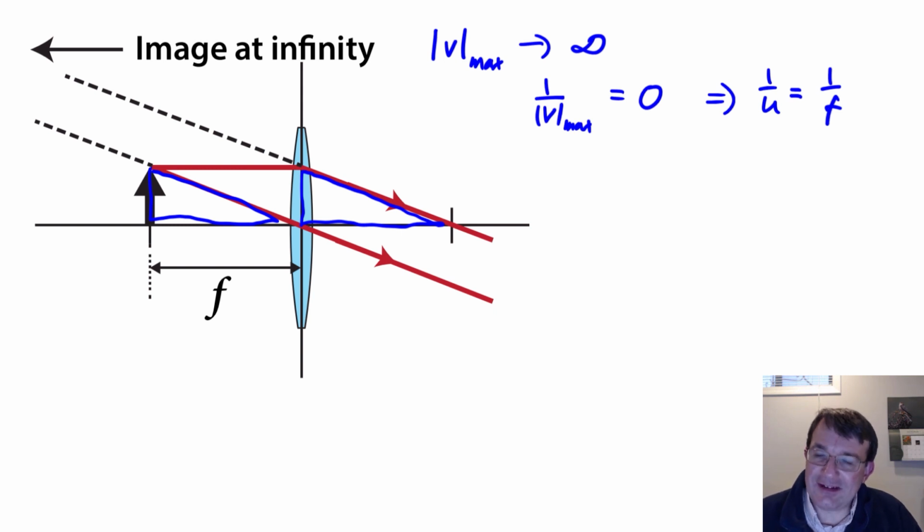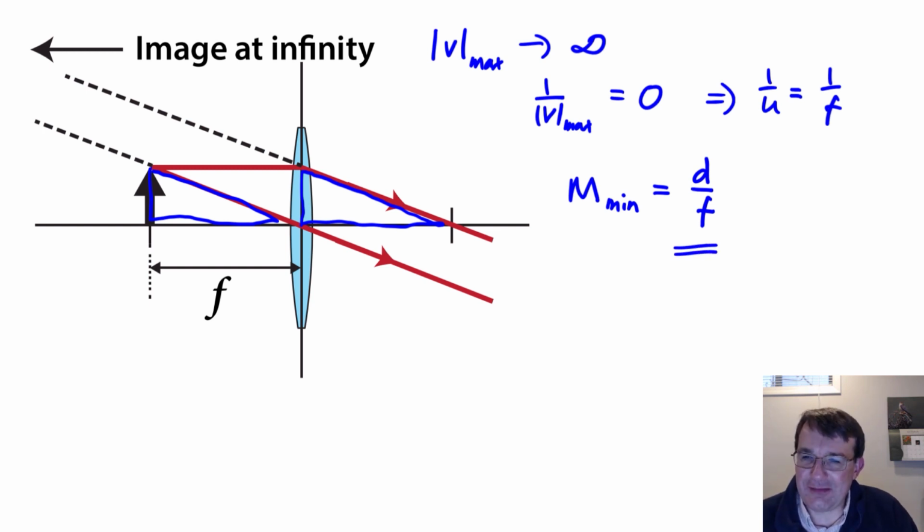So if we put that into our magnification factor, this is now going to be our minimum magnification because we've made v as large as we can get it, right? You can't get bigger than infinity. So our minimum magnification now is just going to be d divided by f. This is the least magnification you can get out of your magnifying glass, and you get it by holding the lens so that the object is at the focal point, and that generates an image at infinity.